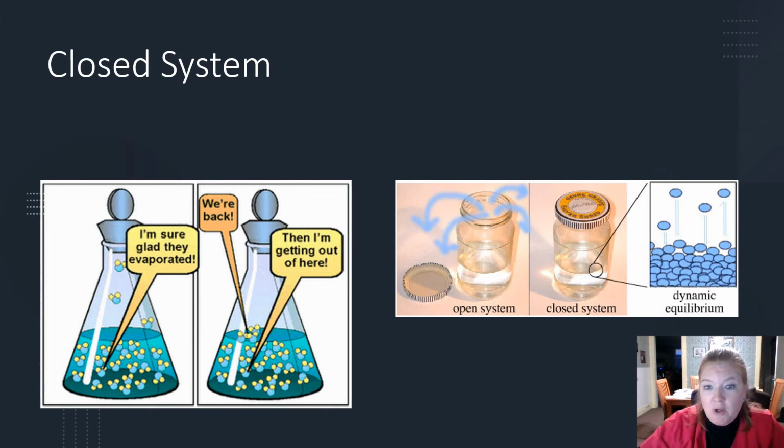Also, there has to be a closed system. Put a lid on it, not a ring, a lid. You have to close the container. You have to seal it. You can't let things escape, and you can't let things come in. You have to have a closed system.